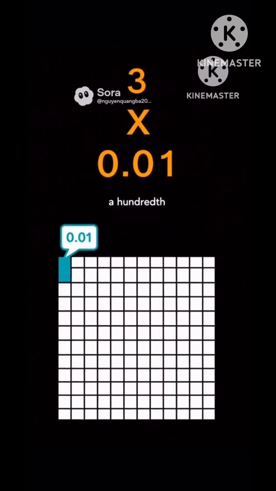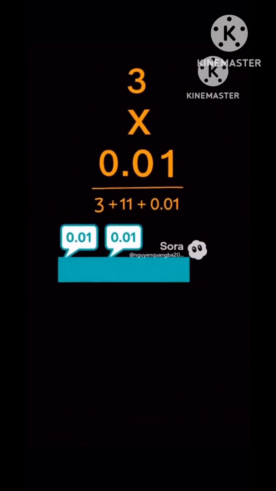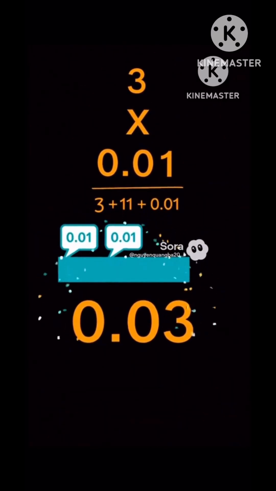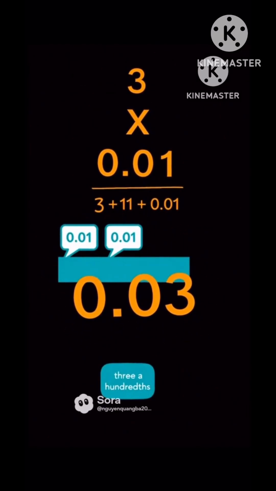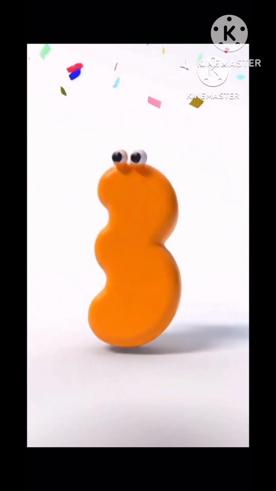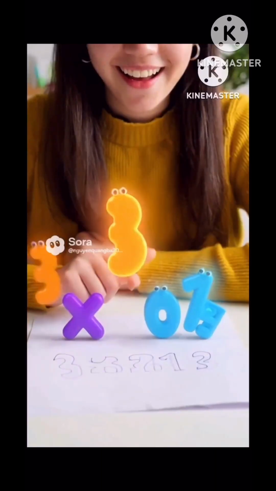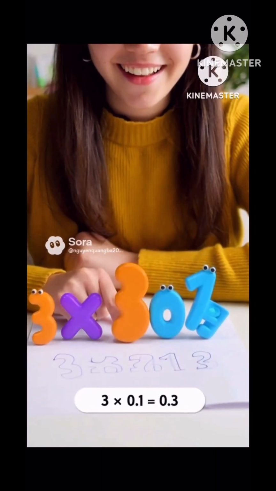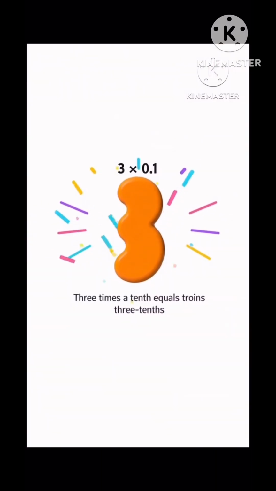3 times 100th. Here's what that looks like. 100th plus another plus another. Add them up and you get 0.03. 300ths in all. That's 3 times 1/10 equals 3/10. Or simply, 3 times 0.1 is 0.3.